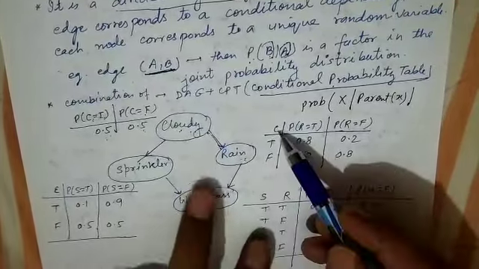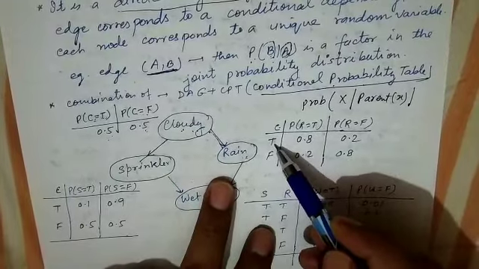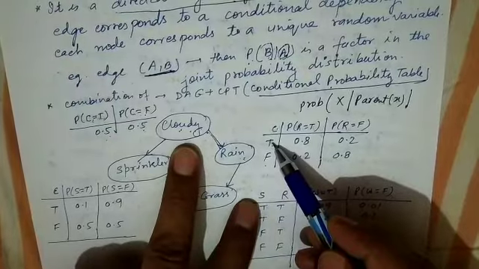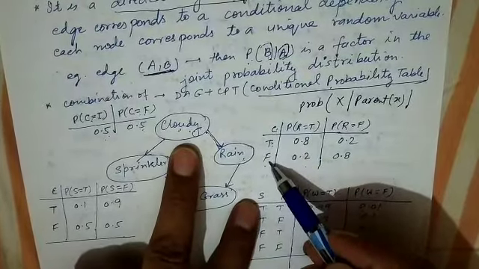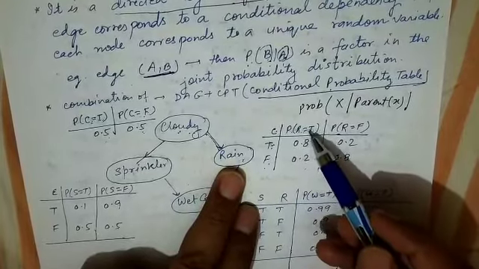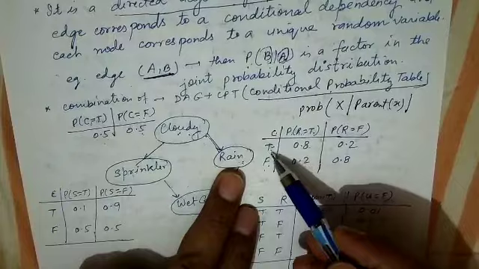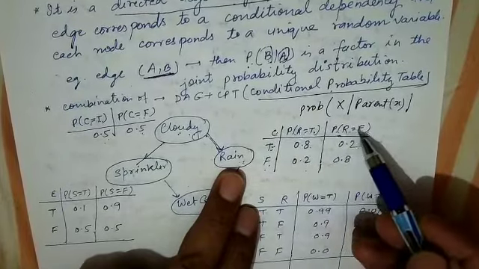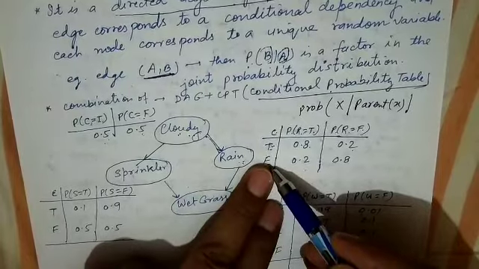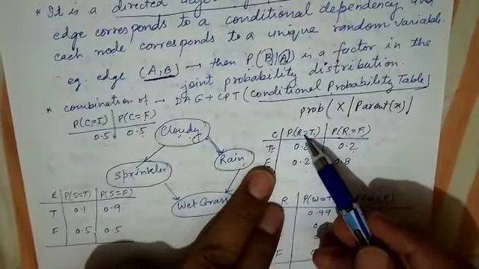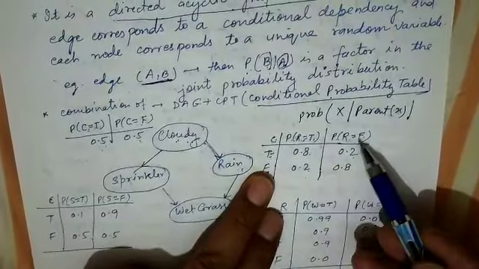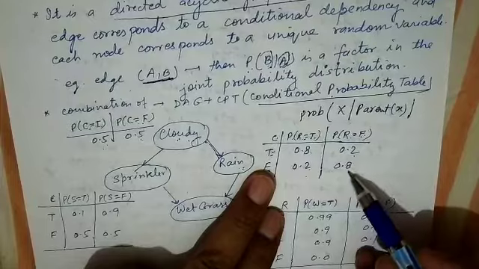The cloudy condition can have only two values: it may be cloudy, it may not be cloudy. If it is a cloudy environment, what is the probability that rain will happen? Rain equal to true is 80%. If it is cloudy, what is the probability that rain will not happen? The probability is 20%. If it is not cloudy, the probability of rain is 20%, and rain equal to false is 80%.